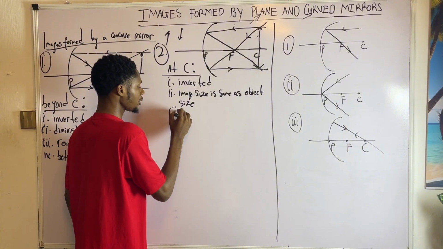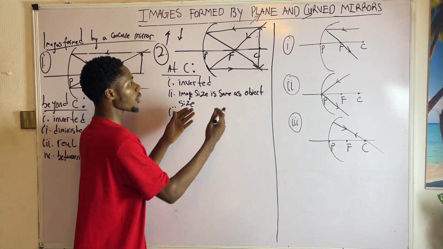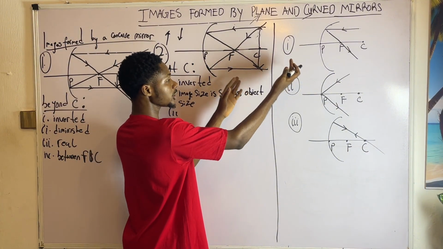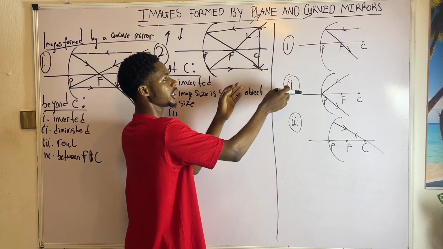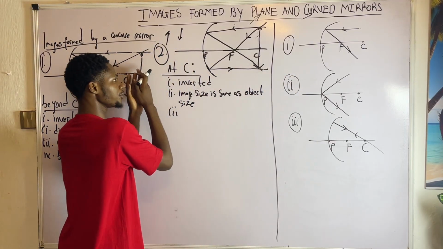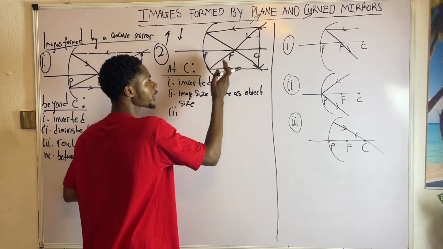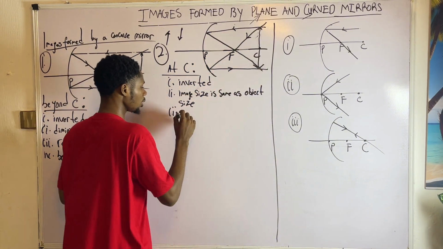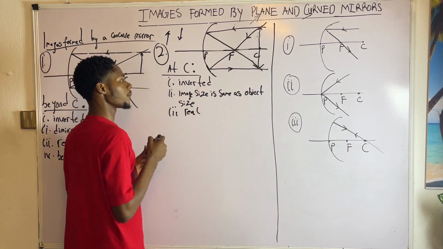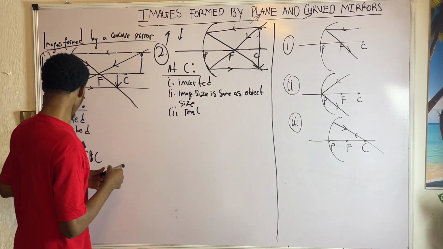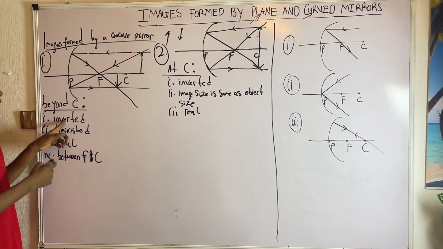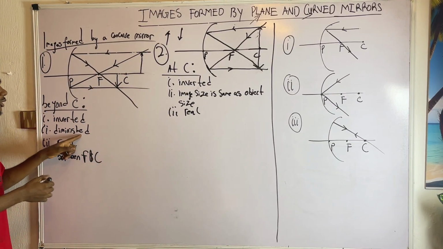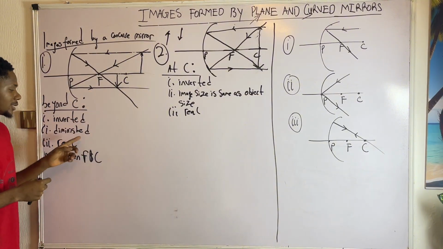What else do you notice? Remember I said if the image is formed on the same side as the object, it is real. If formed on the opposite side of the mirror, it is virtual. So on this side is where the image is being formed, so it is real. What else do we notice? It is inverted as well. It is not diminished. The other one was diminished. This one is the same size. Okay, it is real.